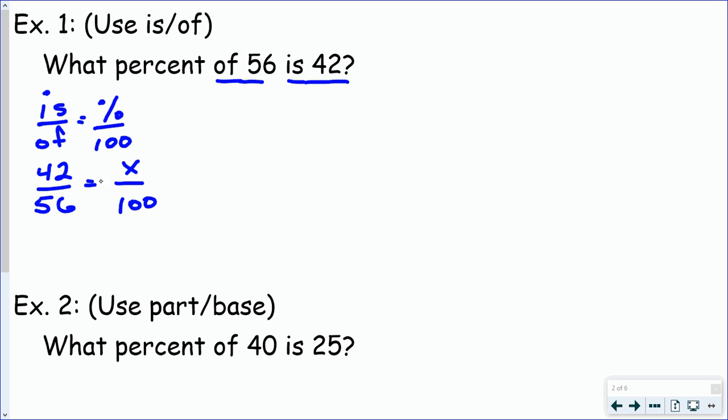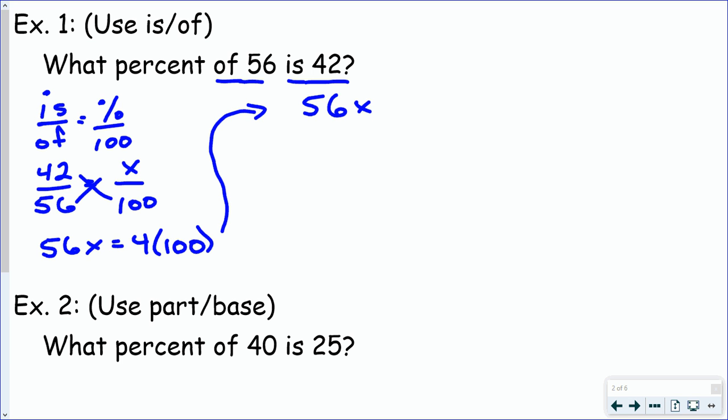To solve this, just use the cross products. 56 times x equals 42 times 100. That's always true in proportions, that the cross products are equal. If you haven't solved proportions before, you might want to go back and watch my video on that. I'm going to move this up here so we have more room. So 56x equals 4,200. Divide both sides by 56.